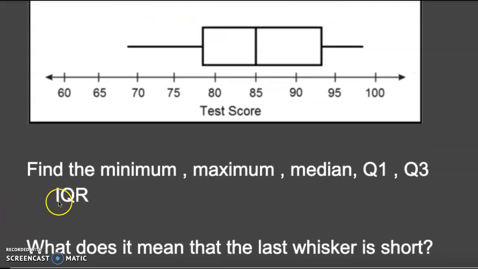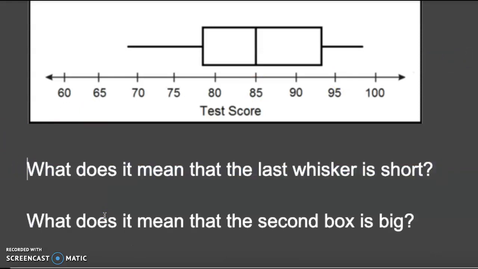What does it mean that the last whisker is short? And what does it mean that the second box is big or bigger than the first? What does it mean that this one's bigger?